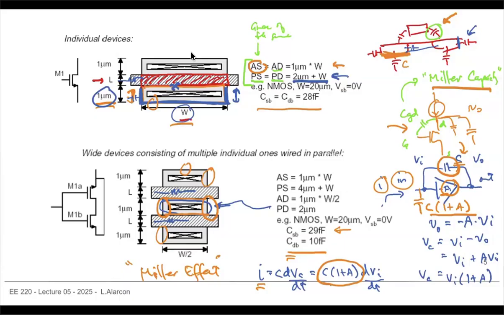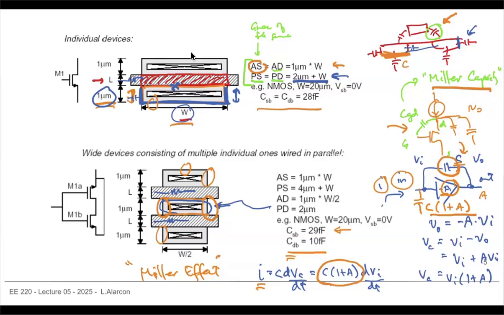Again, if this were a non-inverting amplifier with gain A, you would still have this issue, but it's going to be 1 minus A, and it's actually going to be a smaller cap. But what you really want to understand is that when you put stuff in feedback, a lot of things change. Okay, good.